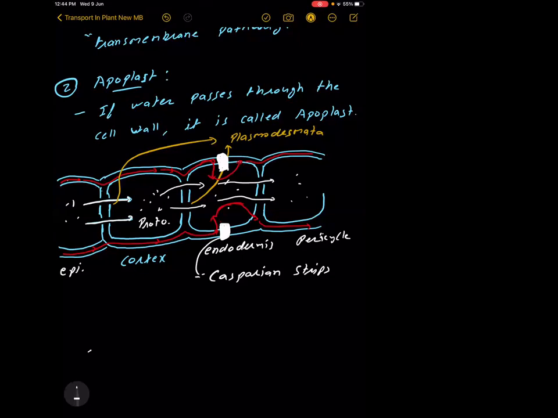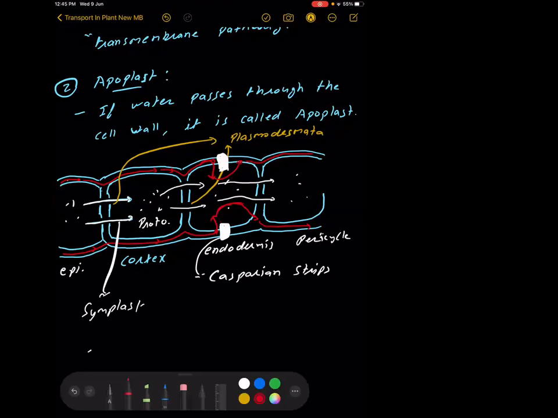I will teach you the biology in the simplest way, right? The white is symplast, yes. And the red is apoplast. Just wait, I will mention it here. This is symplast.